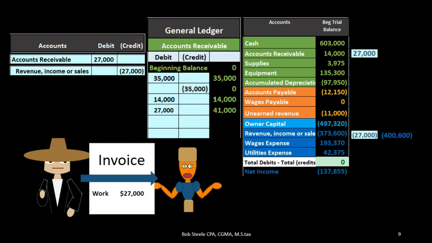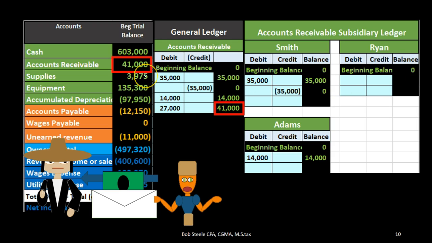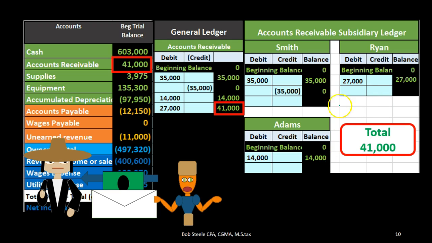If we post it out to the trial balance, we see the same activity, the 14 plus the 27, bringing us to that 41,000. We can see that then the 41,000 on the trial balance is equivalent to the general ledger account for accounts receivable, 41,000. We need to post that same 27,000 to the accounts receivable subsidiary ledger, but by customer, that customer being Ryan in this case, bringing the balance up to 27,000. Now we have a balance of 41 total, including the 14,000 Adams, 0 for Smith because Smith paid off the balance, and 27,000 for Ryan.